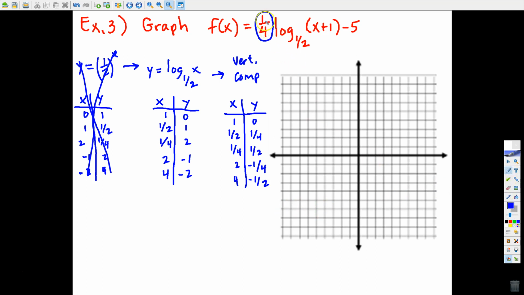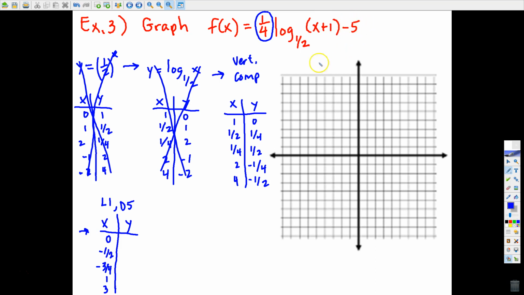Okay, now that's done. We're going to finish this up and we'll take care of these two movements in the same table. So I'll call this table left 1, L1, down 5. So to accomplish left 1, you're basically done now with the previous table. Don't need it anymore. To accomplish left 1, we're going to subtract 1 from each of the x's. 1 minus 1, 1/2 minus 1, 1/4 minus 1, 2 minus 1, and 4 minus 1. All right, so that takes care of the left 1 shift.